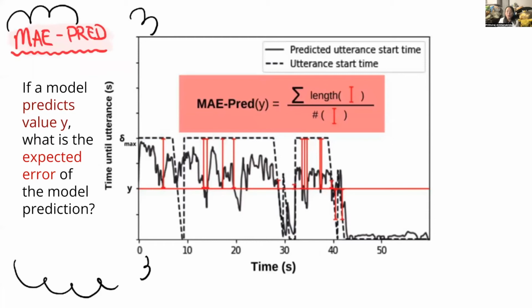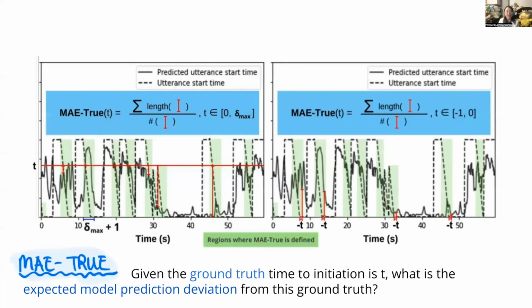So we develop our own set of metrics because no pre-existing metrics are tailored for our task. MAE here means mean absolute error. MAE pred for Y is similar to precision. It measures the expected error of a model prediction when the model predicts Y. And MAE true of T is similar to recall, and it measures the expected model error when the ground truth tau is T.